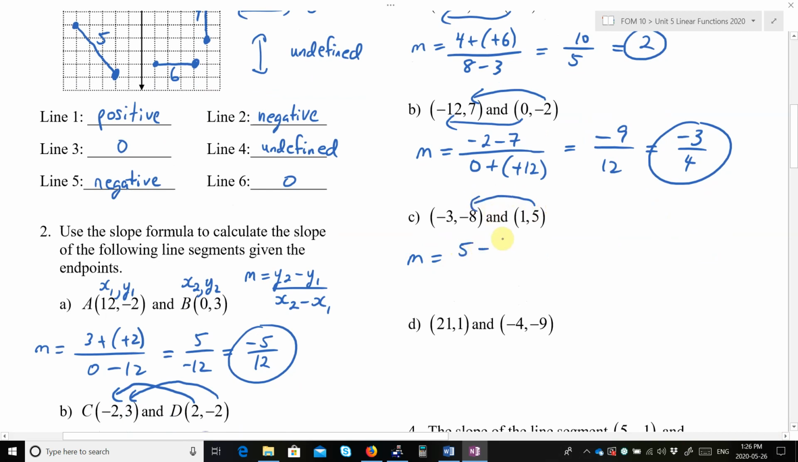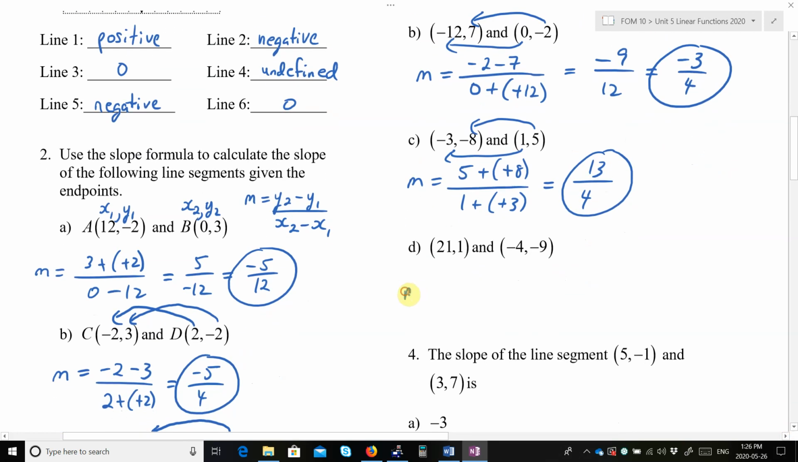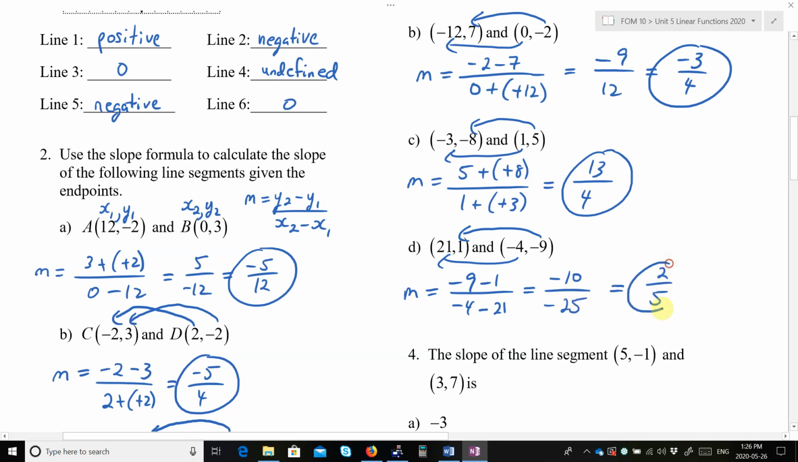y2 minus y1 over x2 minus x1. Add opposite. Add opposite. 13 over 4. That's in lowest terms. And to find the slope of letter D, we would go y2 minus y1 divided by x2 minus x1. And we get negative 10 over negative 25. 5 goes into both of those. That's 2 over 5. And the negatives will cancel.